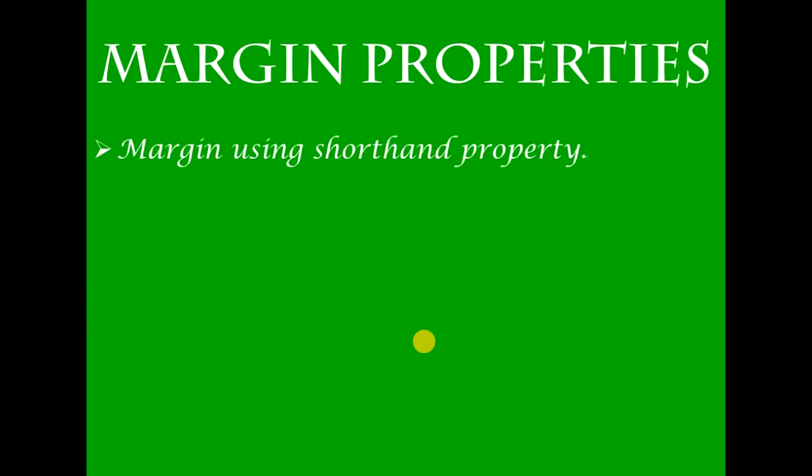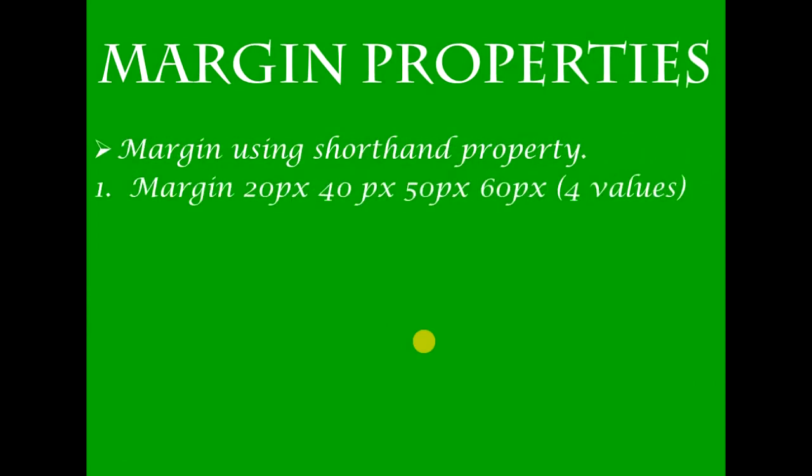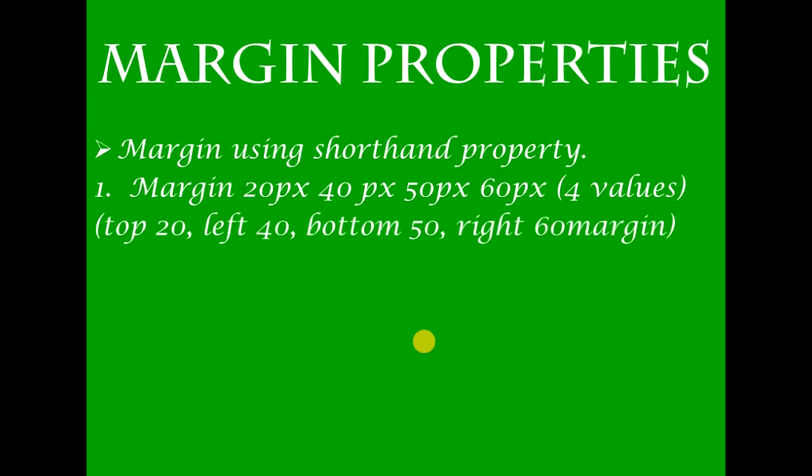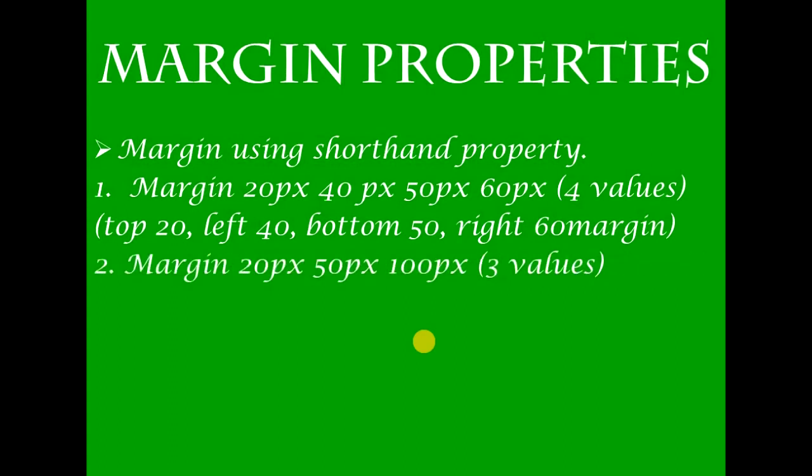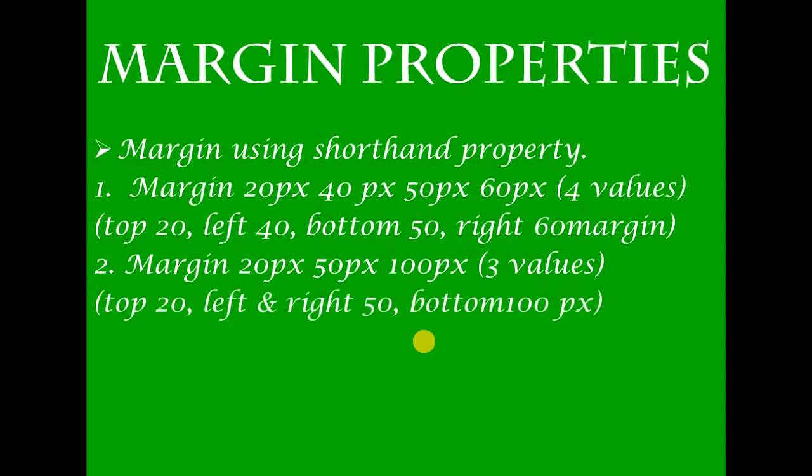The next property, margin using shorthand property. Margin: 20 pixels, 40 pixels, 50 pixels, 60 pixels means we are having four values. These values are, first for top, then left, bottom, right. So 20 is for top, for left it is 40, for bottom it is 50 and for right it is 60 pixels. Second is margin: 20px 50px 100px. Three values. Top 20, left and right 50 and bottom is 100 pixels.